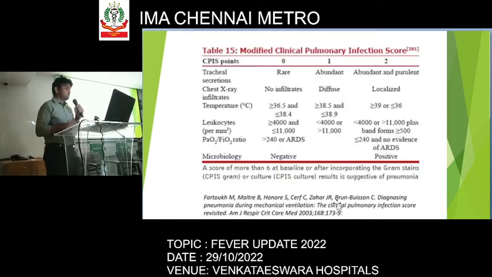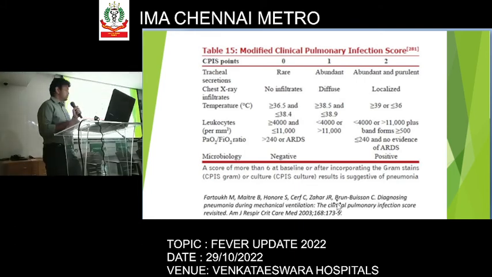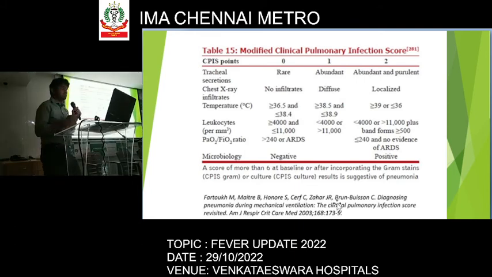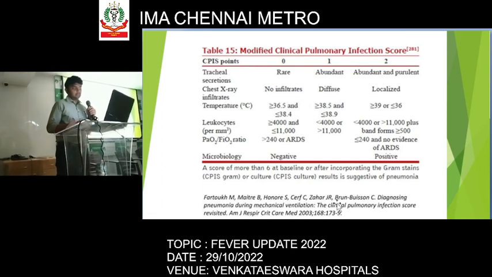So this is the score which we use for assessing the escalation or de-escalation of antibiotics in an intensive care setting. This is the CPIS score: tracheal secretion, chest X-ray, temperature, leukocytes, and PaO2/FiO2 ratio. These are the major factors, and microbiology will give additional advantage to the scoring. If the score is less than 6, we consider it as good or improving. If it is more than 6, we say that the patient is deteriorating.